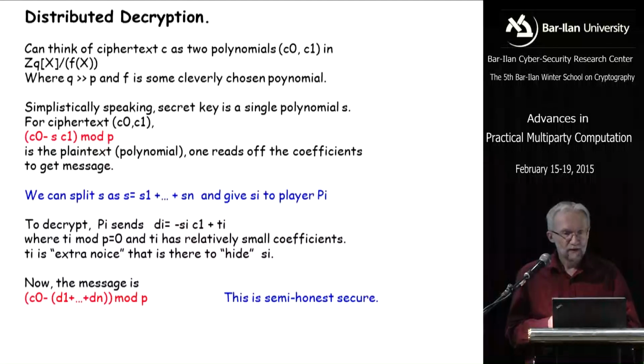So if everybody does what they're supposed to, this will give you the correct message. And it will be secure in the sense that the adversary will not be any closer to seeing the secret key than it was before. So it's semi-honestly secure, of course. It's not maliciously secure, because people could just lie about this contribution, D_i.